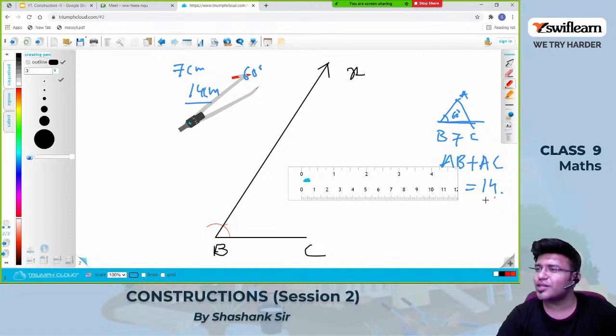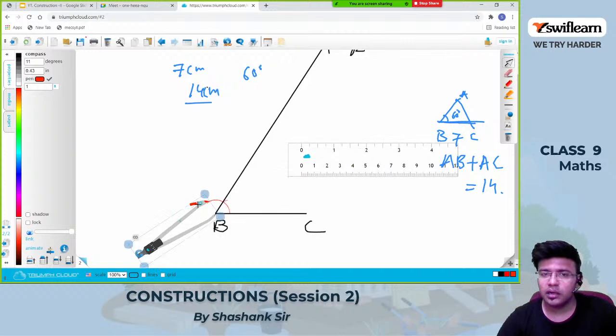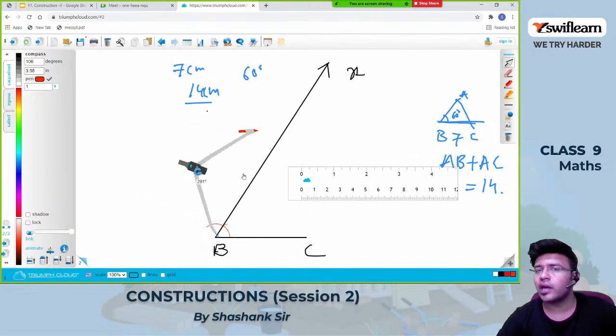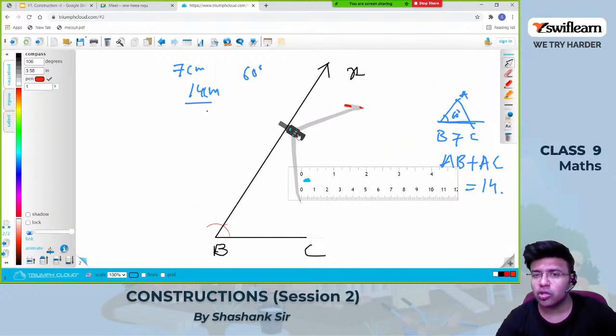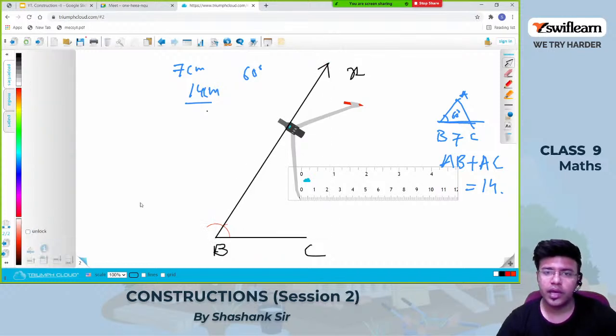Now, what is the sum of the other two sides? The sum of the other two sides is 14. तो हमें 14 लेंथ पे एक आर्क ड्रॉ करना पड़ेगा. Place this compass over here, and at a length of 14 I need to draw an arc like this. Understood this step? Second step, AB plus AC is 14. So you place your compass here and it should be 14. इसको रख के 14 measure करो. 14 आने के बाद, you draw an arc.